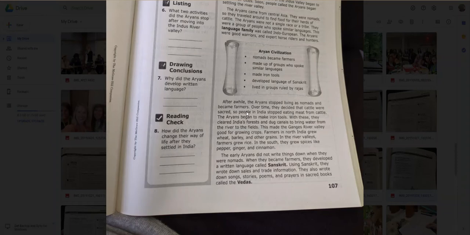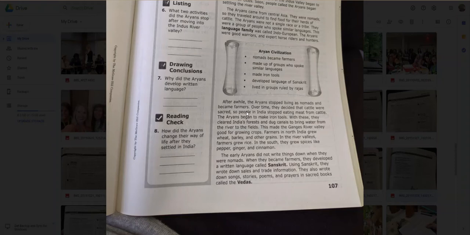India was actually known as one of the spice capitals, and whenever China started trading across the world, that was a big thing. Like the spice market in India, even today, is huge. So number 6, what 2 activities did the Aryans stop doing? Well, they stopped being nomads and they stopped eating cattle. Or cows. Cattle is cows.